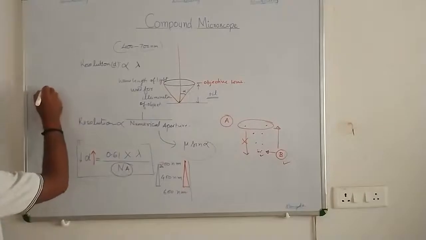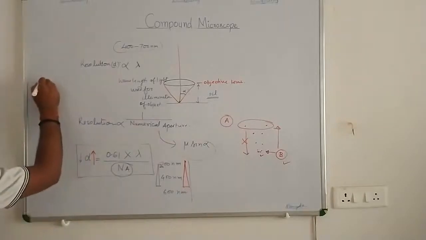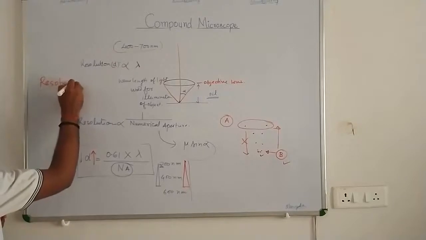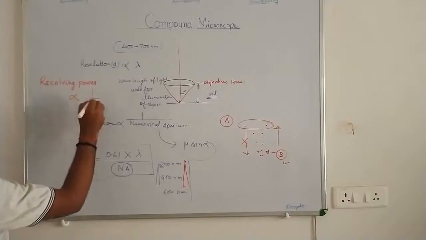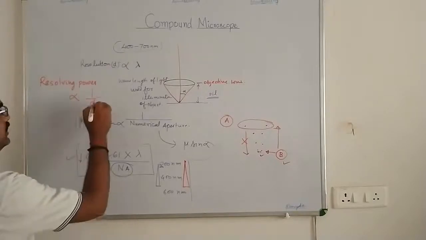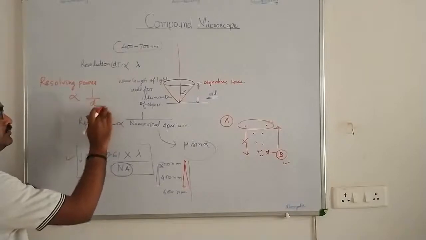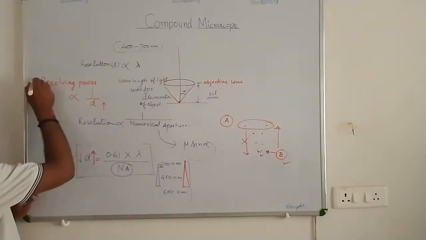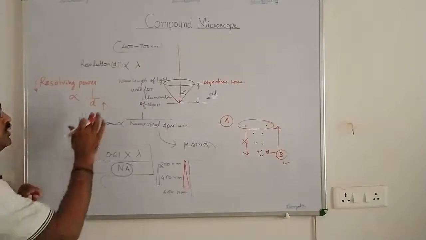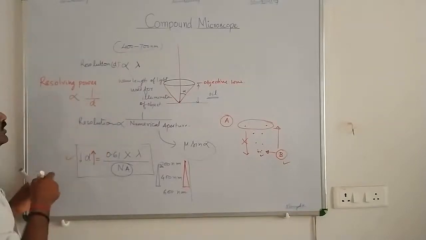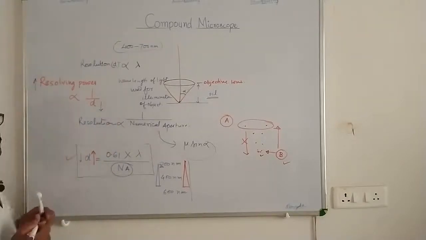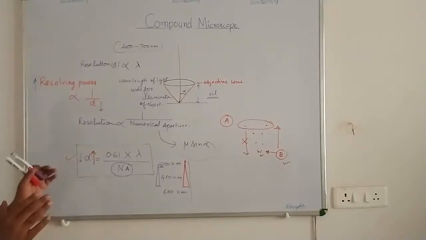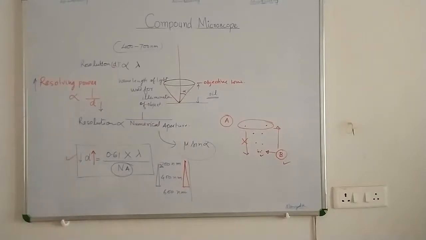So we can say resolving power is inversely proportional to resolution. It means if resolution is high, resolving power will be low, and if resolution is low, then resolving power will be high. This is often asked in the examination, so be prepared to answer those questions.